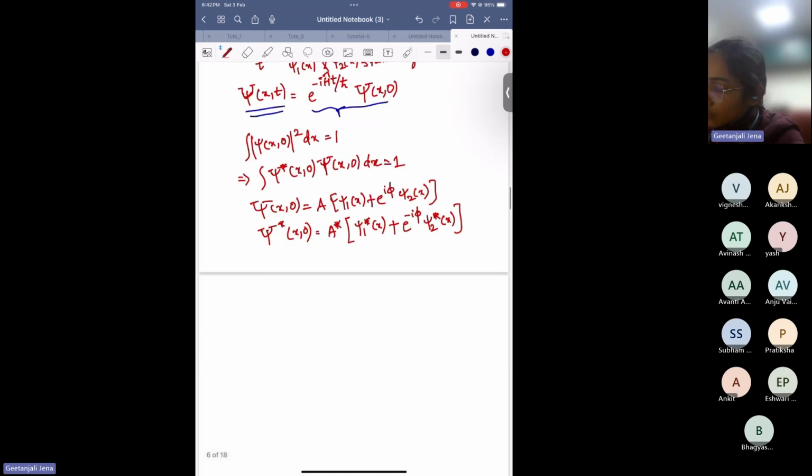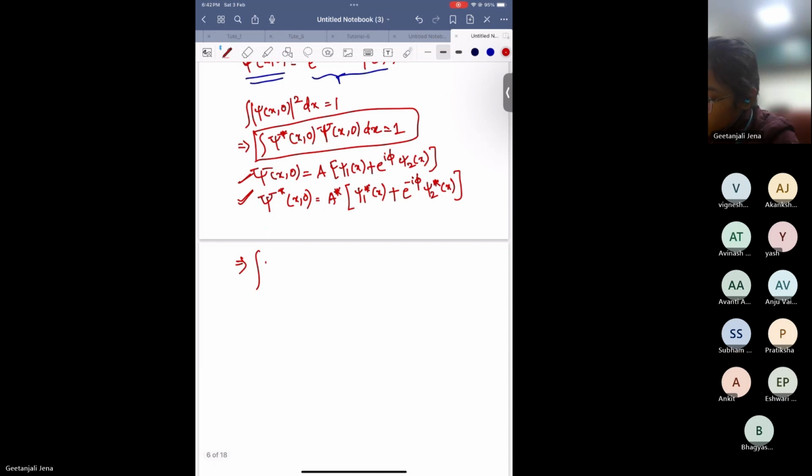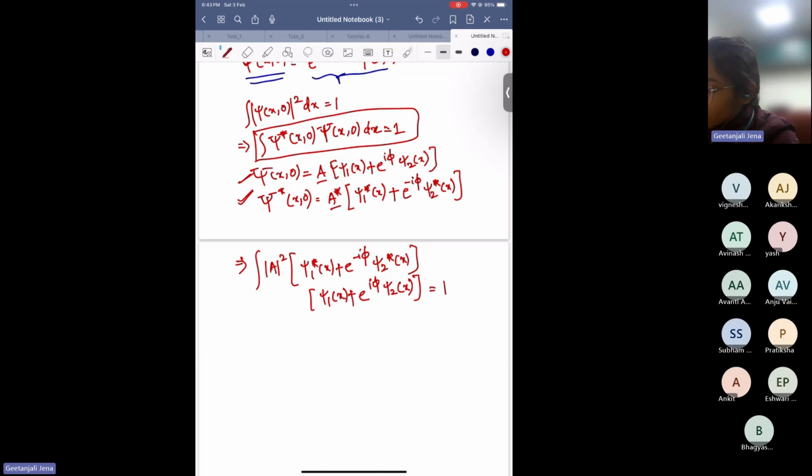Now you have to put these two forms in this equation to find the value of A. This will give |A|², that is A and A star, times the integral of (psi 1 star(x) plus e to the minus i phi psi 2 star(x)) and (psi 1(x) plus e to the i phi psi 2(x)), which is equal to 1.